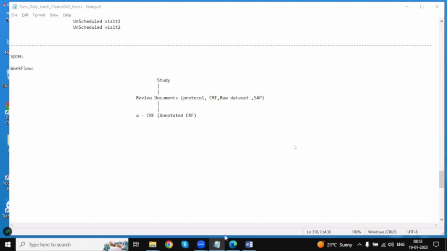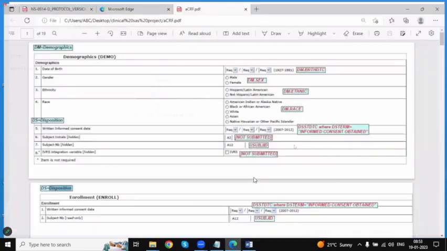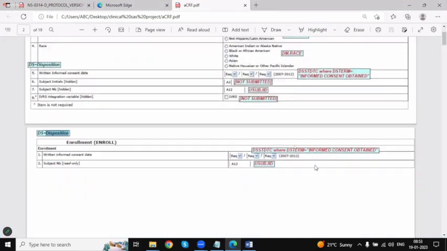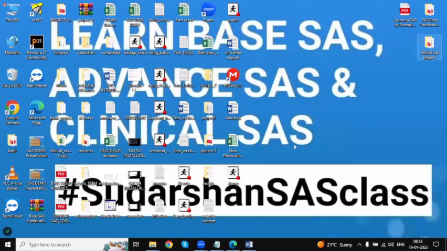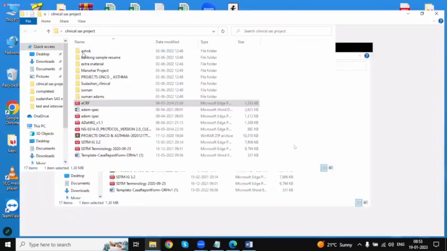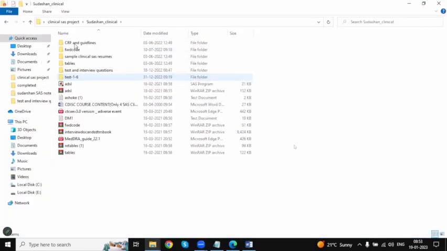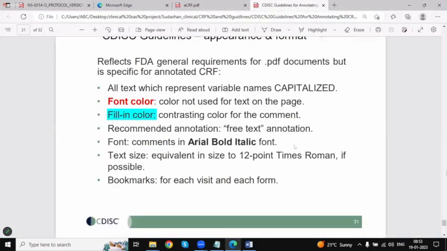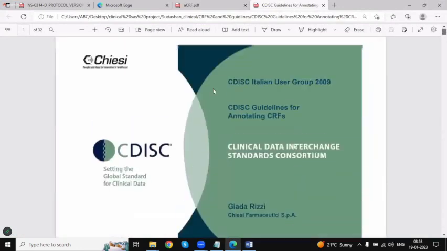Okay, fine. So first, this annotation is what we call annotated CRF. In annotated CRF, every piece of information in the CRF should be annotated like this, meaning that information has to go to which domain and which variable. This annotation is also done with some set of rules and regulations. There are simple rules only, some guidelines. CDISC gave some guidelines. These are the CDISC guidelines. I'll share this document with you guys as well. Go through it. Very simple guidelines only.